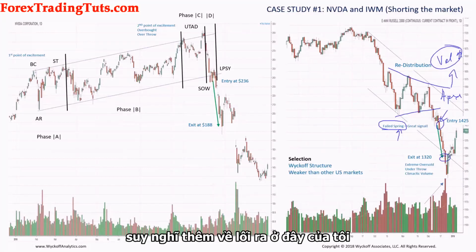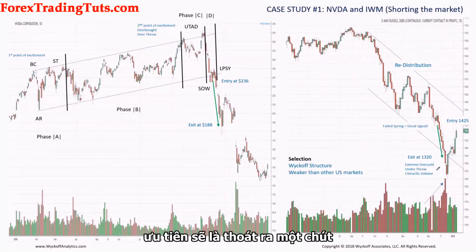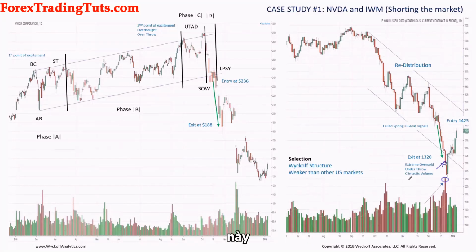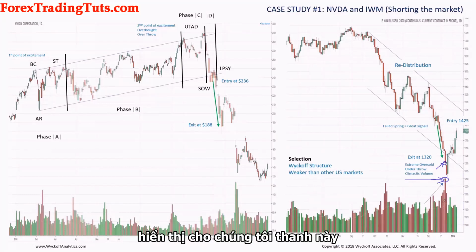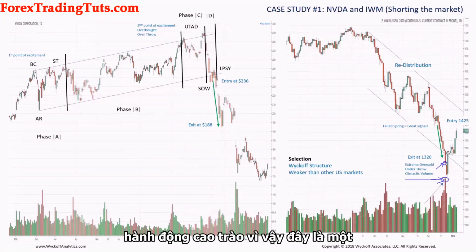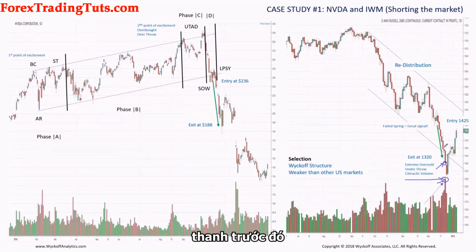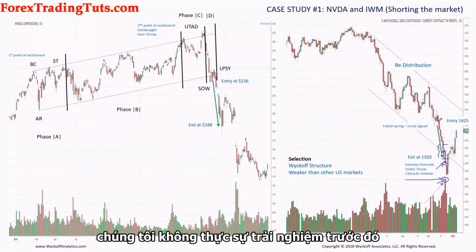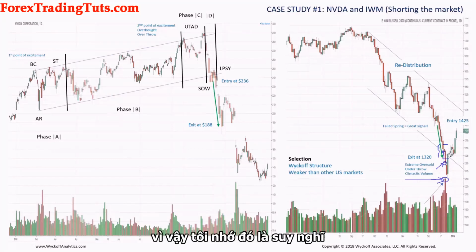I'm just kind of thinking more about the exit here. My preference would be to exit a little bit lower right here on this close. Why? Well, because this bar shows on the volume signature a climactic action. So this was more of a true selling climax characteristic than on the previous bar. And the reason why I was thinking, now I'm remembering this, is just the close that had a little bit of the uplift, and that we didn't really experience before that. So I remember that was the thinking.